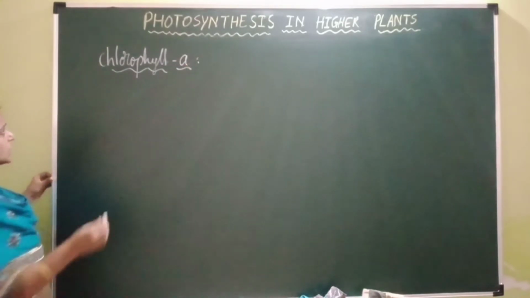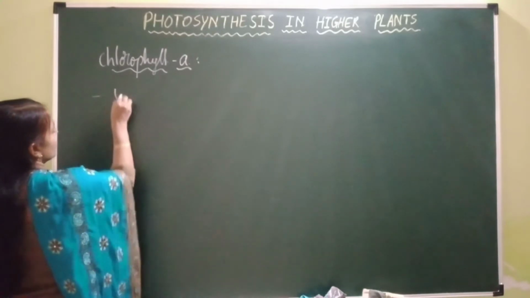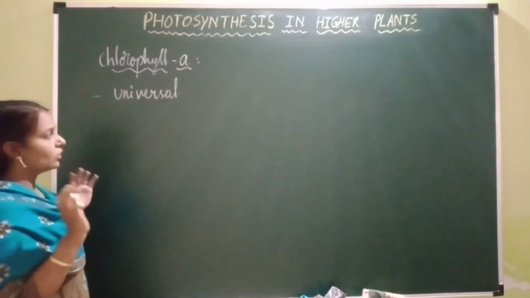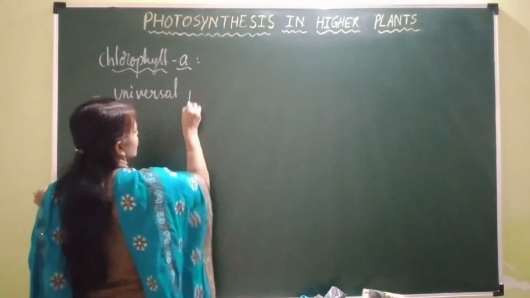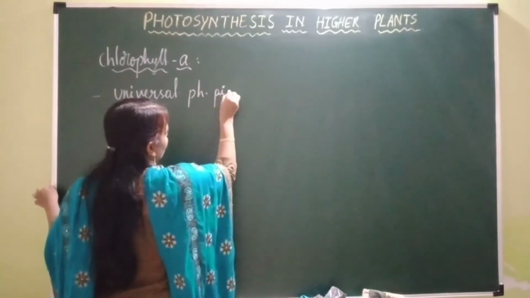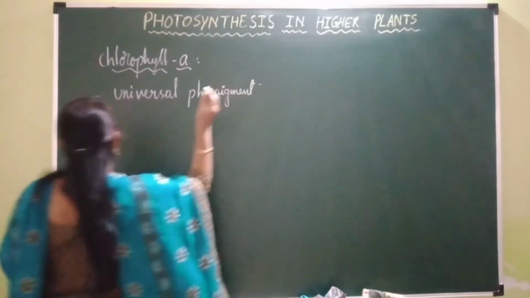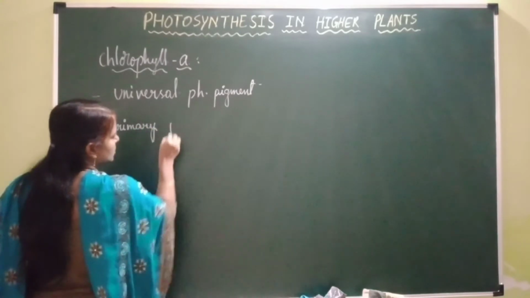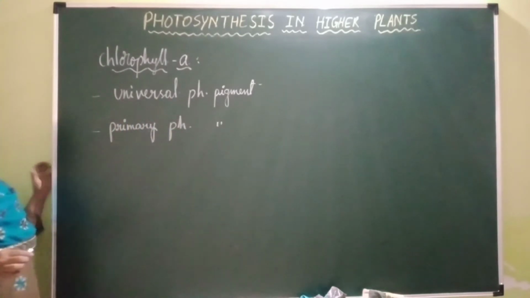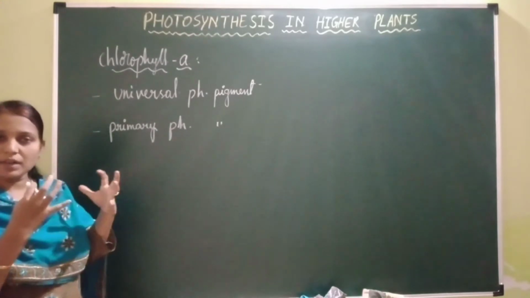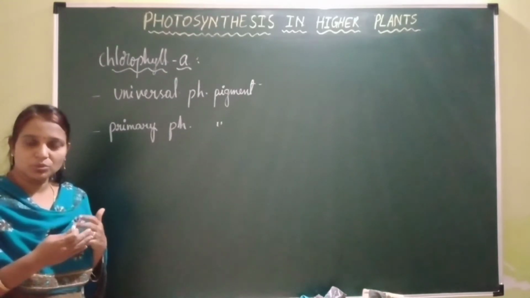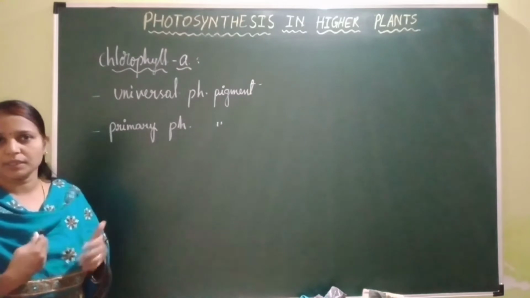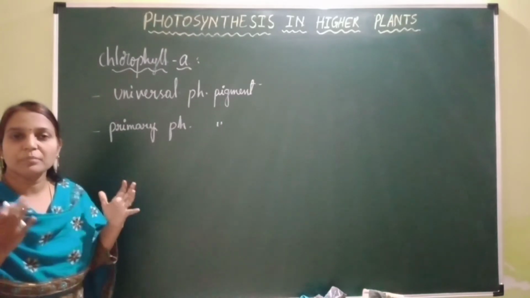Chlorophyll A is a universal photosynthetic pigment because it is present in all types of photosynthetic organisms. It is also called the primary photosynthetic pigment because chlorophyll A is mainly involved in trapping sunlight and converting that radiant form of energy into chemical energy, that is ATP and NADPH. Hence it is called the primary photosynthetic pigment.